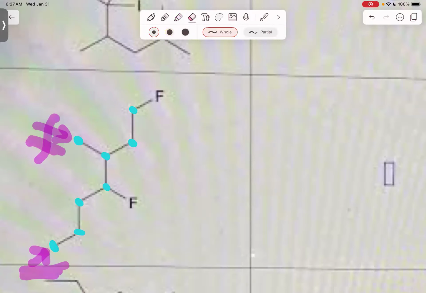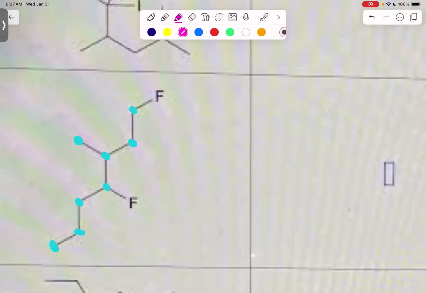Let's see if I can erase these. Okay, so I'm going to start from the bottom and come up. And everywhere you get to a junction, you have to decide which way you're going to go. And so right here, I have to make a decision. Do I go to the left or do I go to the right? I want to go to the right because it will give me my longest continuous chain. So that is my longest continuous chain of carbons.